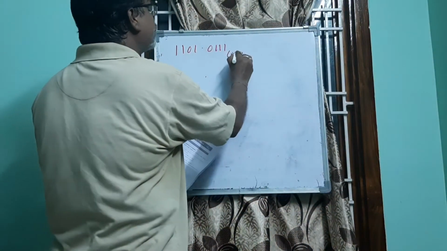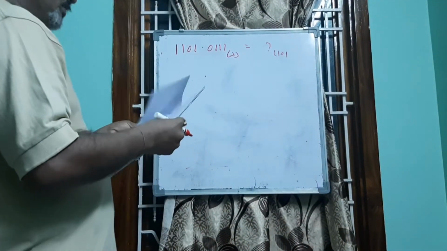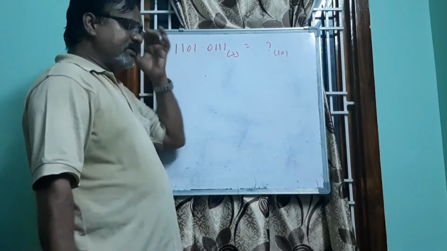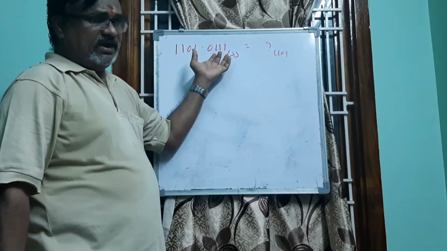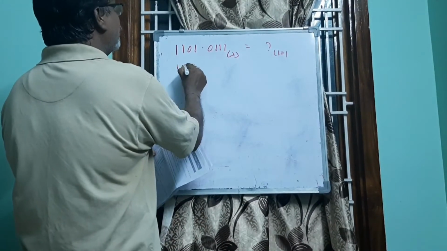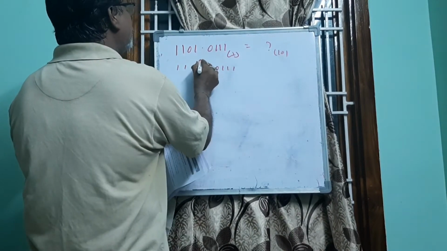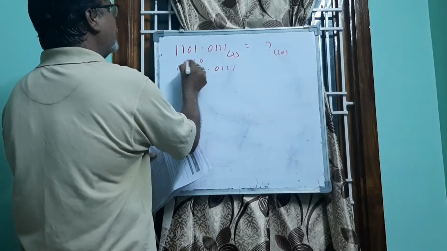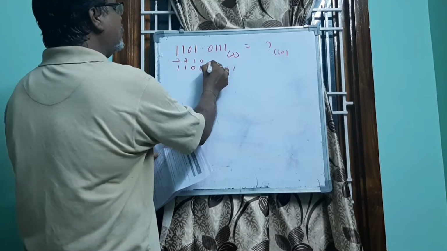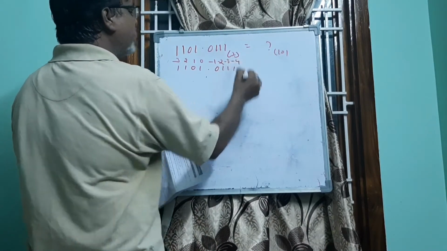1101.011 base 2 is equal to base 10. So the example given here is a binary number containing an integer part and a fractional part, and we have to convert it to its equivalent decimal value. So we take 1101.011. Here the positions for the integer part are 0, 1, 2, 3, and here the positions are minus 1, minus 2, minus 3 and minus 4.